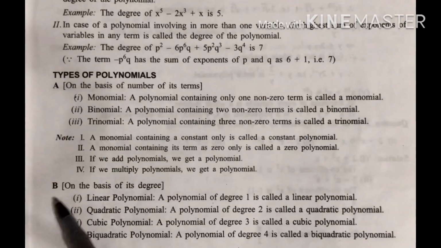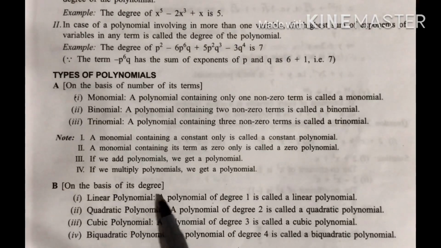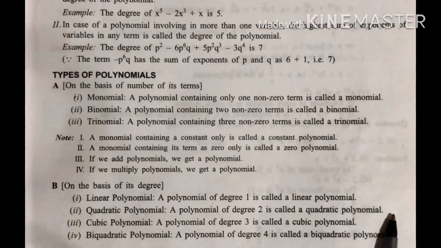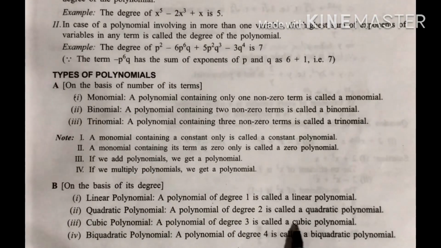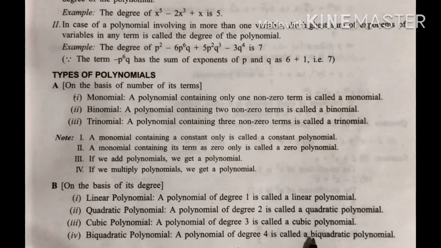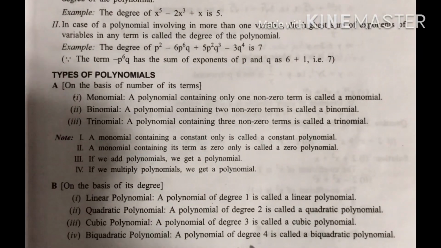Now we see on the basis of its degree. Linear polynomial: a polynomial of degree 1 is called a linear polynomial. Quadratic polynomial: a polynomial of degree 2 is called a quadratic polynomial. Cubic polynomial: a polynomial of degree 3 is called a cubic polynomial. And biquadratic polynomial: a polynomial of degree 4 is called a biquadratic polynomial. This way the types of polynomials are defined.